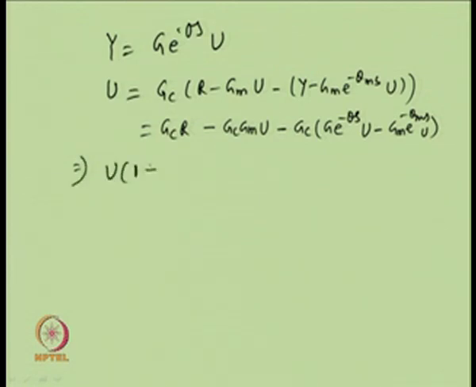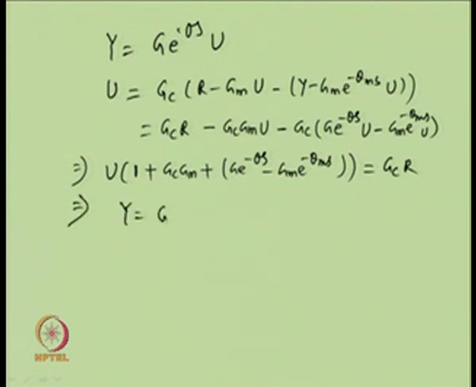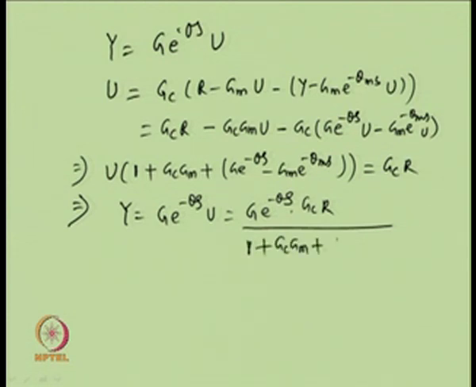Collecting the terms, one obtains u times 1 plus G C G m plus G e to the power minus theta s minus G m e to the power minus theta m s equal to G C r, thus giving us y equal to G e to the power minus theta s u equal to G e to the power minus theta s times G C r upon 1 plus G C G m plus G e to the power minus theta s minus G m e to the power minus theta m s.